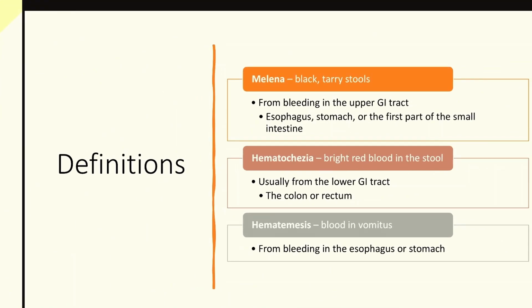So when we come to this area, melena is that thick, black, tarry stools, bleeding in the upper GI tract, either esophagus, stomach, and the first part of the small intestine. Anything from there is considered an upper GI bleed. Hematochezia is bright red blood in the stool.